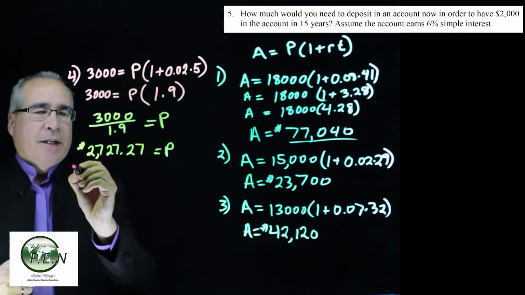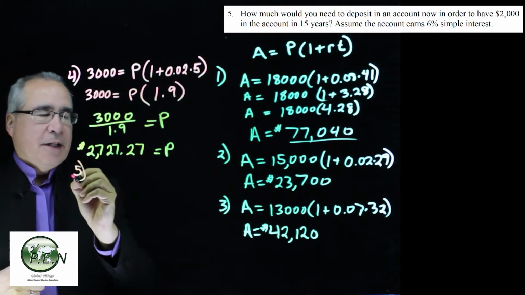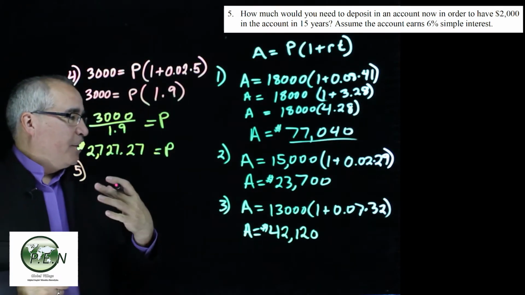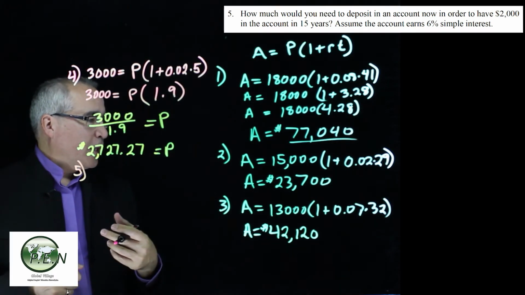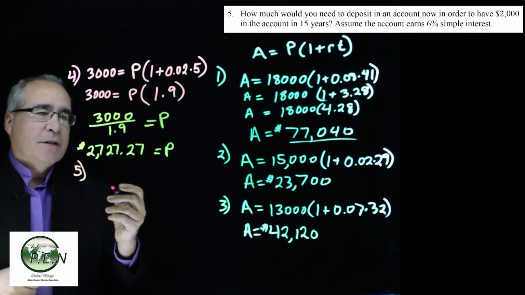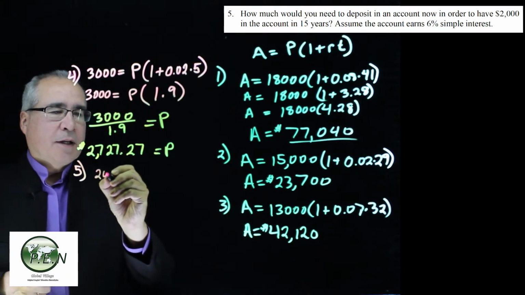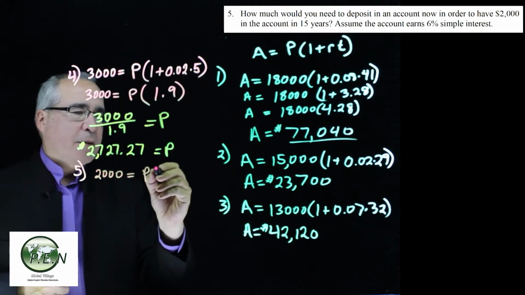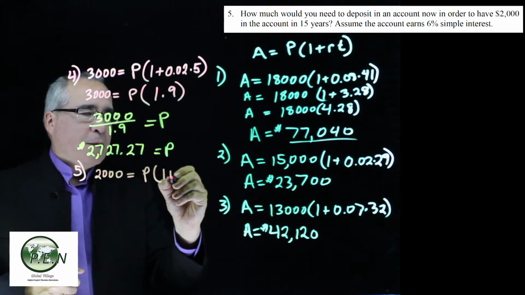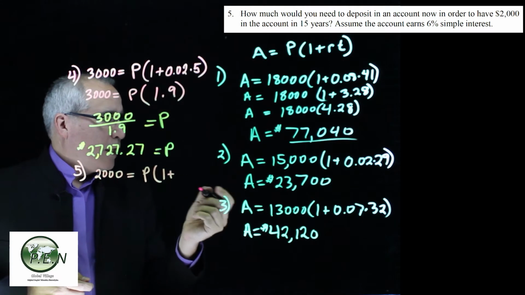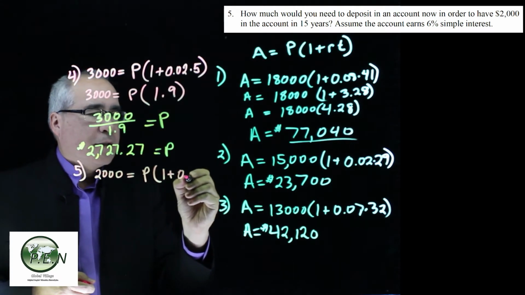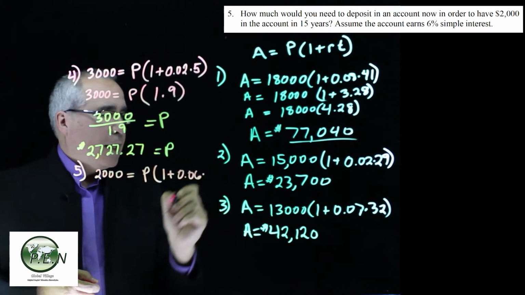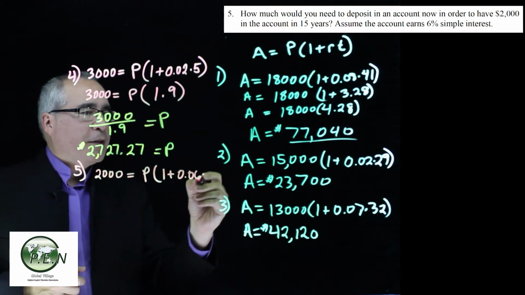Okay, let's take a look at 5. For 5, we have a savings goal of 2,000 in 15 years. So the goal is 2,000. We don't know what we need to deposit. That's what we're looking for. We've got our 1, and we get 6% on this one. And we're going to have it deposited for 15 years.